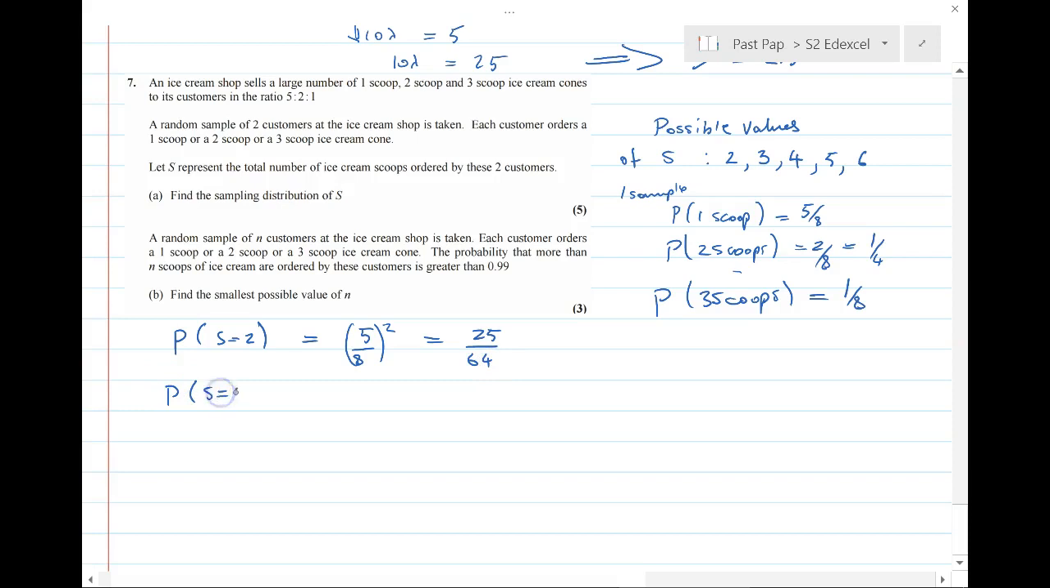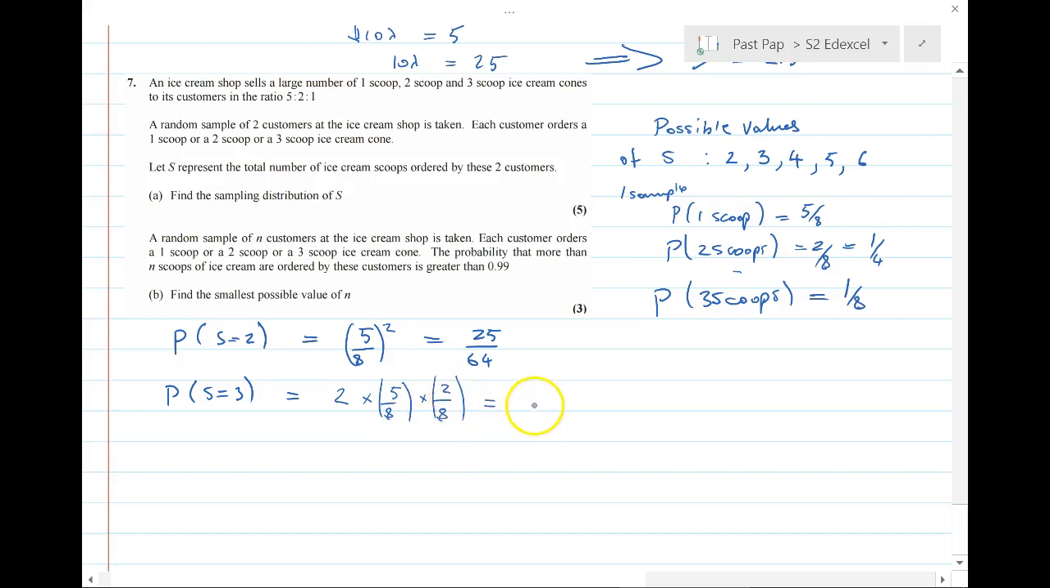The only way they can have 3 is if one of them has a 1 scoop and the other has a 2 scoop, but there are 2 ways of doing that because it could be 2-1 or 1-2. So that's 2 times the probability of a 1 scoop, which is 5/8, times the probability of a 2 scoop, which is 2/8.